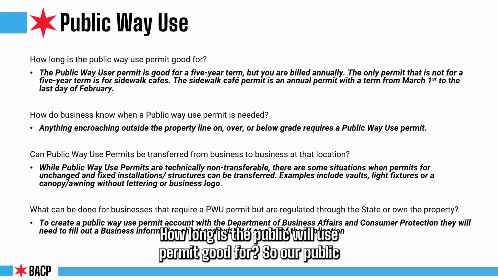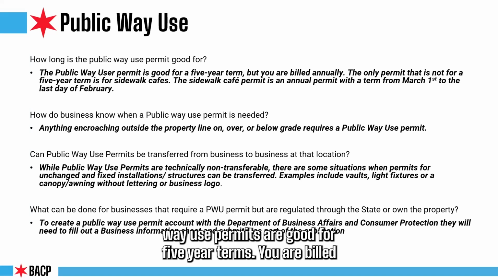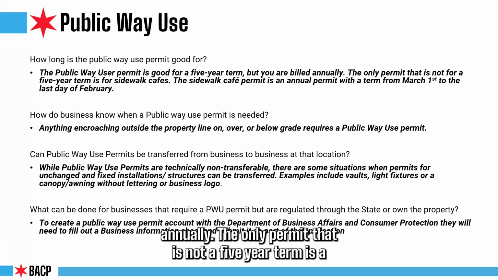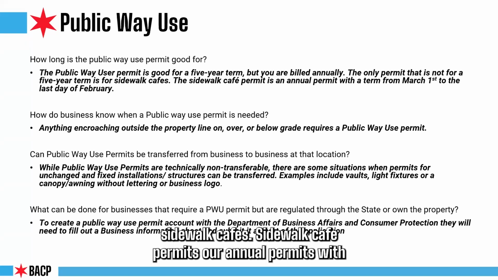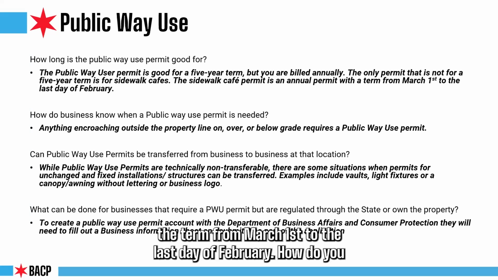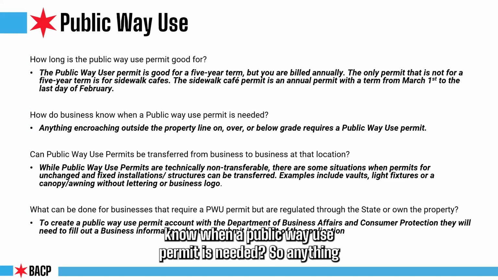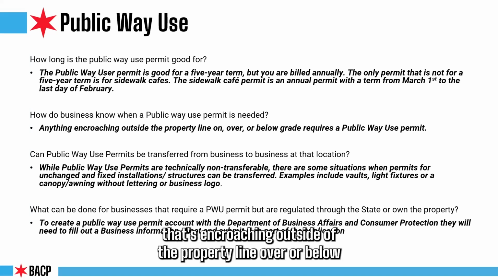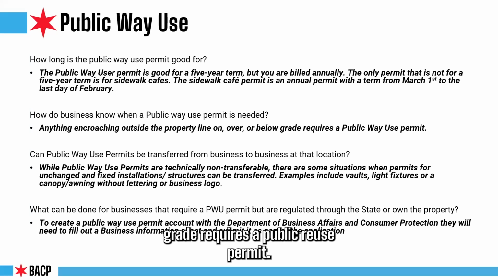How long is the public way use permit good for? So our public way use permits are good for 5-year terms. You are billed annually. The only permit that is not a 5-year term is a sidewalk cafe. Sidewalk cafe permits are annual permits with a term from March 1st to the last day of February. How do you know when a public way use permit is needed? So anything that's encroaching outside of the property line over or below grade requires a public way use permit.